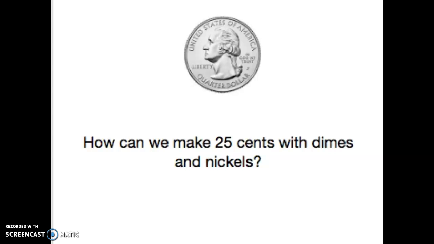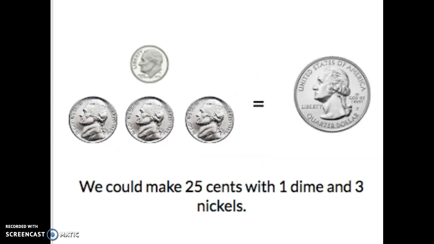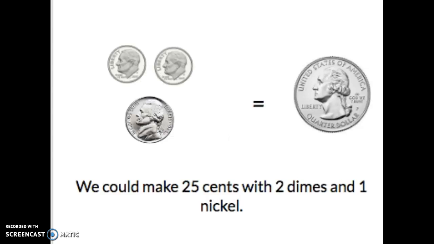How can we make 25 cents with dimes and nickels? We can make 25 cents with 1 dime and 3 nickels, 10, 15, 20, 25. So 1 dime and 3 nickels equals the same amount as 25 cents. We can make 25 cents with 2 dimes and 1 nickel, 10, 20, 25.